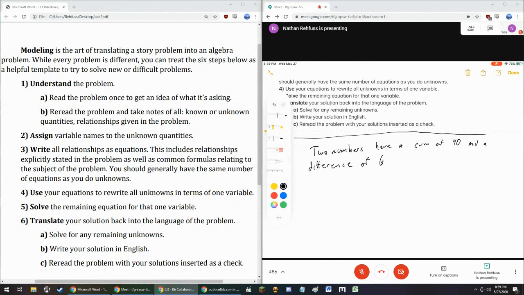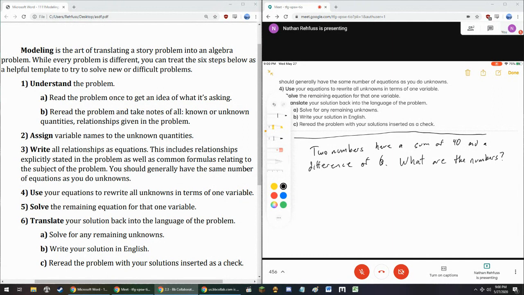I'll just write the number 6. Two numbers have a sum of 40 and a difference of 6. What are the numbers? Like I said, a relatively simple problem. Let's go through these steps. So modeling is the art of translating a story problem into an algebra problem. We're going to try to take this problem I've given to you in 2 English sentences and turn it into sentences in math, essentially. All right, first understand the problem.